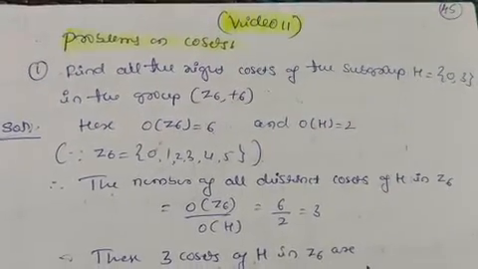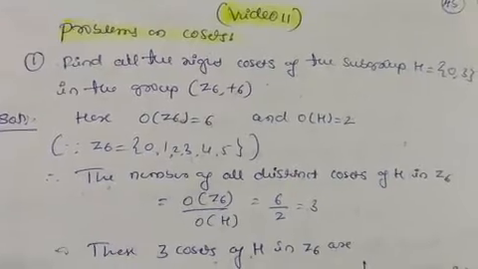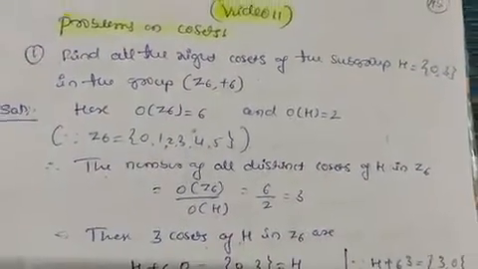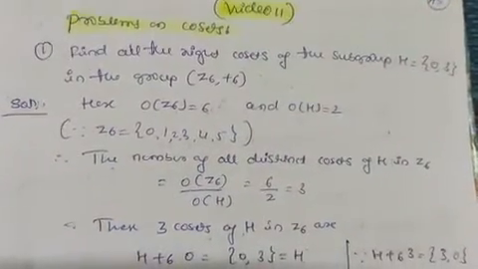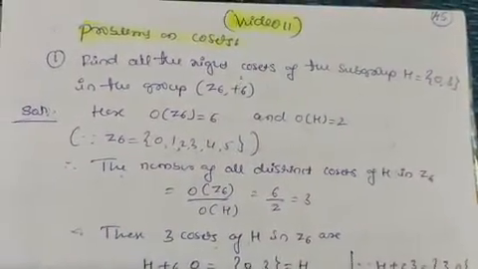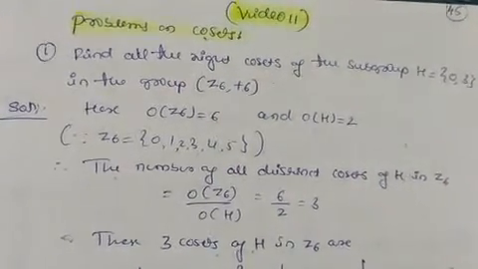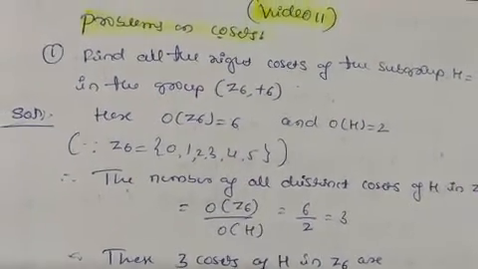Today let us study about the problems on cosets. In the previous classes we have studied the definition of a coset and the properties of cosets, and today let us study some examples on the properties of cosets. Let us take the first example.